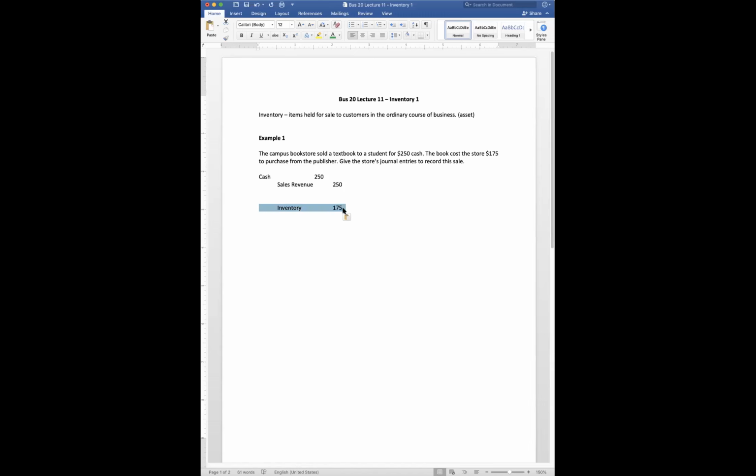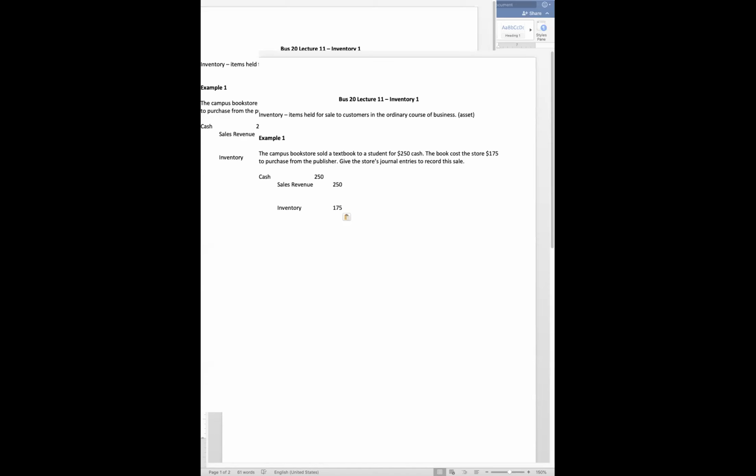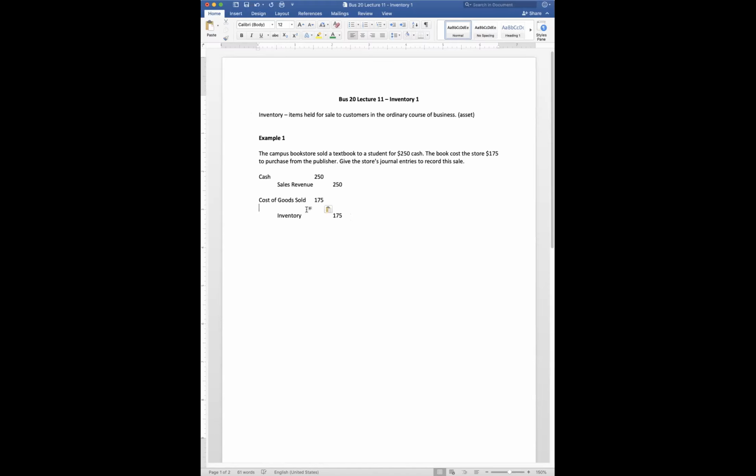Now, if the asset goes down, essentially the inventory is being used, right? That's the whole purpose of inventory, to get sold to customers. So we have used it. That means we're going to have a debit to an expense, because we've used up an asset. That expense has a fancy name. It's called cost of goods sold. Now, it doesn't have the word expense in it, probably because it's already a long name. Cost of goods sold expense would just be way too long. So we don't generally put the word expense there, even though it is an expense. And we just call it cost of goods sold.